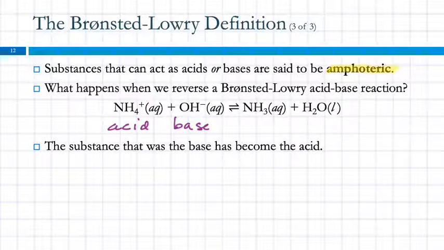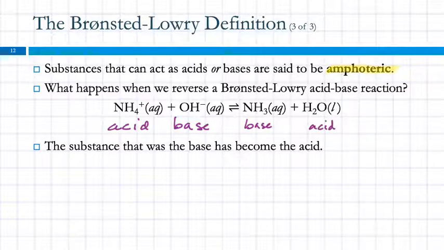Yeah. Because whether we see this as an equilibrium, which way the equilibrium lies depends on the specific weak acid or weak base that we're talking about and how strong its affinity for the hydrogen ion is. So the substance that was the acid has become the base and vice versa. So now this is a base and this is an acid.